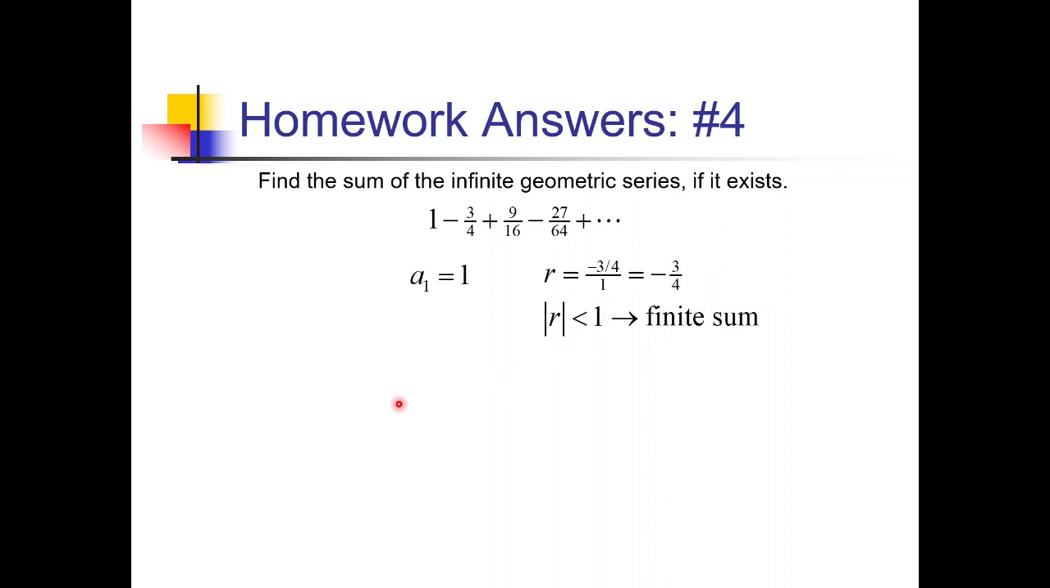Let's plug that into our formula, a1 over 1 minus r. So we've got 1 over 1 minus negative 3/4, so we got to be careful here. This is going to be 1 over 1 plus 3/4. 1 is really the same as 4/4. 4/4 plus 3/4 is 7/4 down there. And then if I same change flip this, I've got 1 times 4/7, which is just 4/7.